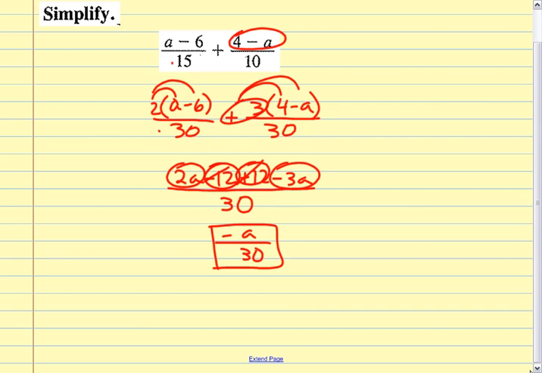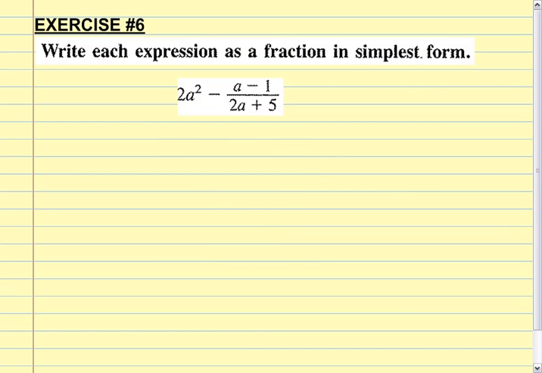Let's try the third one. Let's see what happens. Okay. This is one of those mixed expressions. These are pretty easy because we know that the denominator here is 1. Okay? So what's the common denominator, Max, between these two fractions?